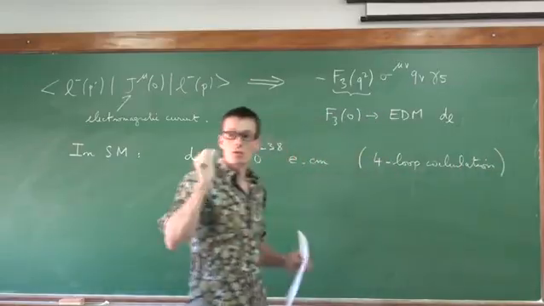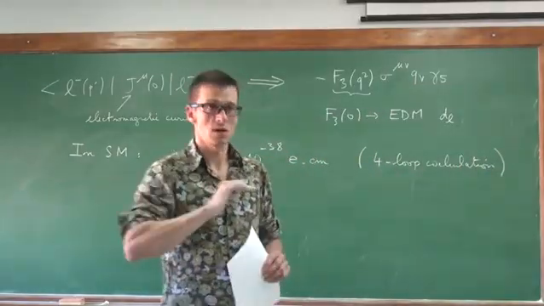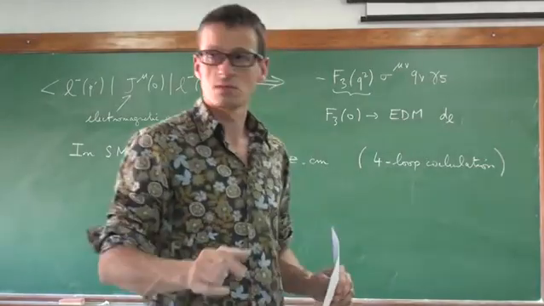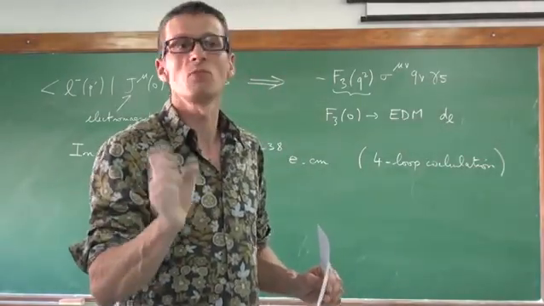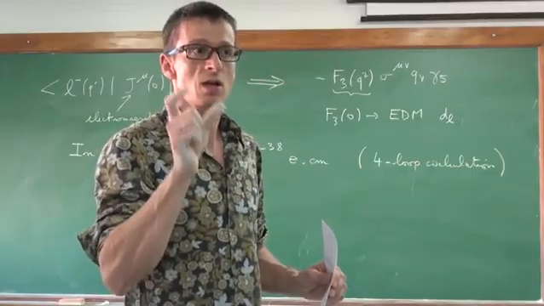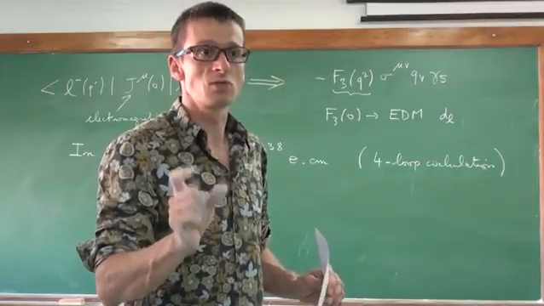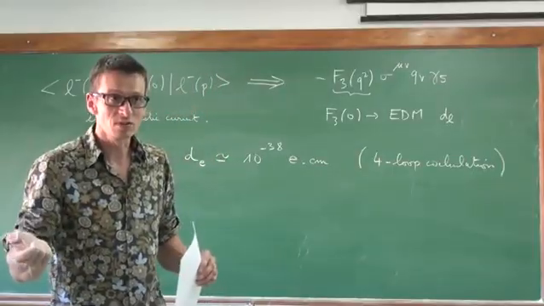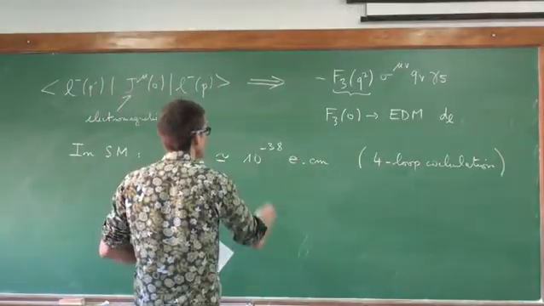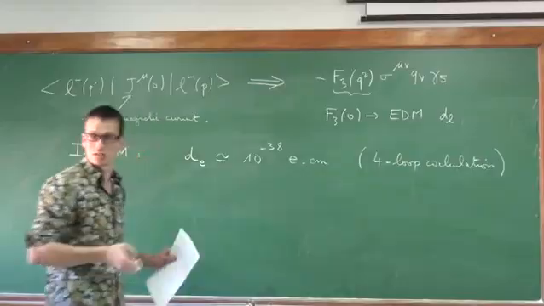But one loop, two loops, three loops are zero. In fact, it doesn't exist before three loops in the standard model without massive neutrinos. And at three loops, if you do the calculation, you find zero. So you have to go to the four-loop level to get this number, which explains why it's so small. Okay?